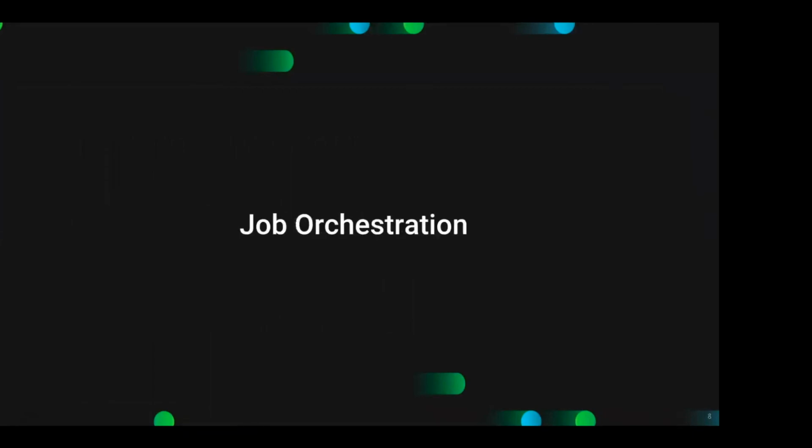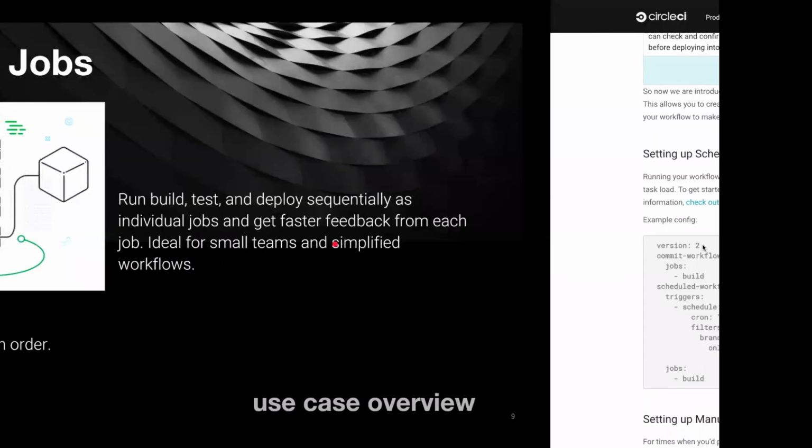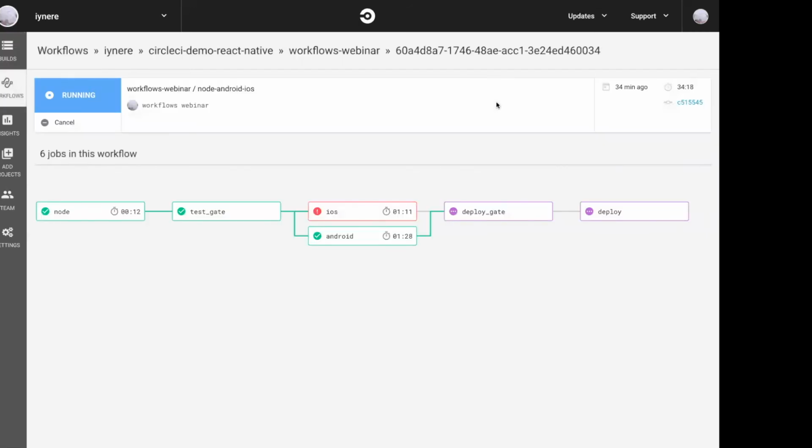I'm going to start with job orchestration, and we'll start with sequential jobs. Here's just a quick little diagram. Sequential jobs is probably the pipeline that you're most familiar with. It most resembles how you would build projects on 1.0. You have build, test, and deploy running in order, and our analogy is listening to a playlist. For an example of that, head over to my server installation. And here's a pretty simple example of a fairly sequential workflow.